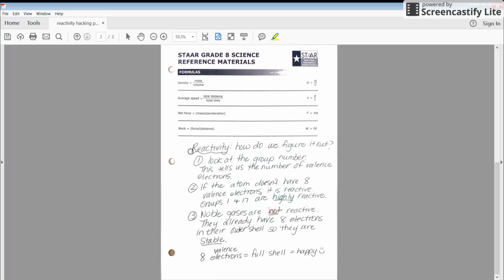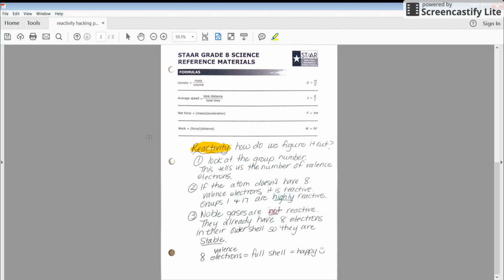But it says, reactivity. How do we figure it out? So when I'm asking you maybe in class or during a warm-up to tell me how reactive an element is, you can look at these steps. So write down step number 1. The first thing you do is look at the group number. This tells us the number of valence electrons.